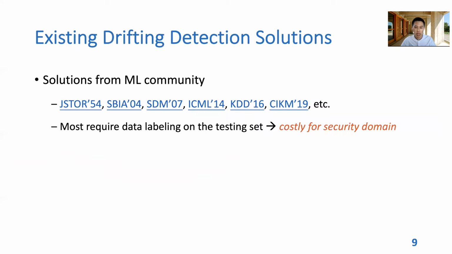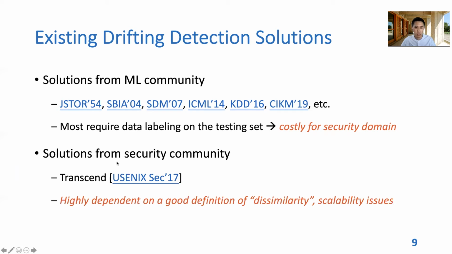Let's look at what people did in the past. As for the ML community, this has been a hot area since a long time ago, but mostly they require data labeling on the testing set, which is very time-consuming for security applications. A few solutions are from the security community. For example, the Transcend paper. Transcend works like this. Given a classifier and its prediction, they try to assess the classifier's reliability. The reliability is based on how well an input sample fits into existing classes. However, it highly depends on a good definition of dissimilarity and does not scale well.